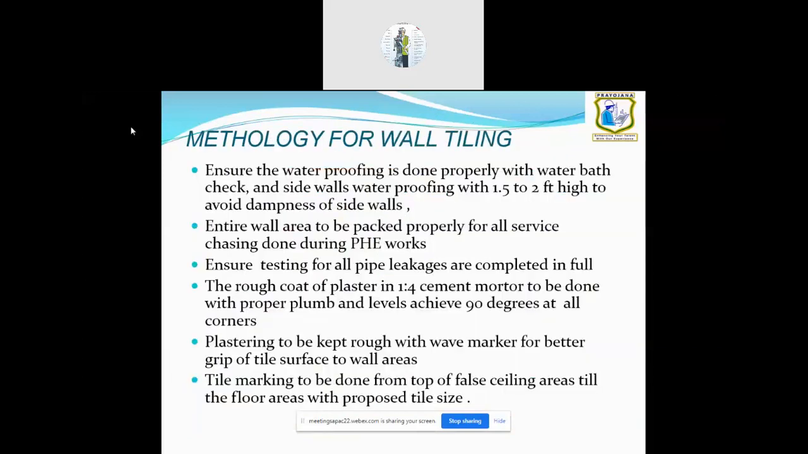And the methodology for wall tiling is similar. You have to start from the ceiling areas and come down. But here, tile marking is very much essential. Tile marking you have to do 1.5 to 2 feet higher to avoid dampness of the side walls.